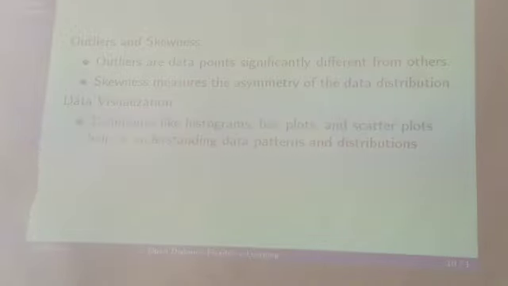Outliers and skewness. Outliers are data points significantly different from others. Skewness measures the asymmetry of data distribution. Data visualization. Techniques like histogram, box plot, and scatter plot help in understanding data patterns and distribution.